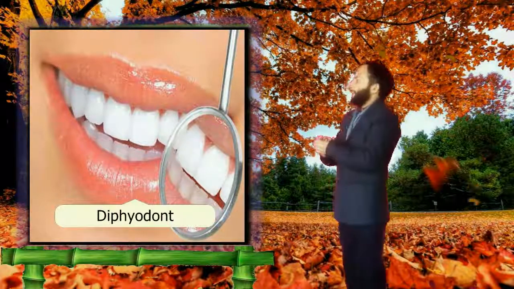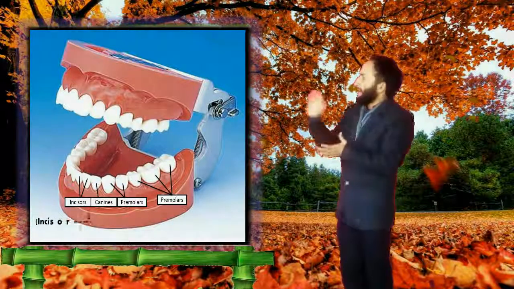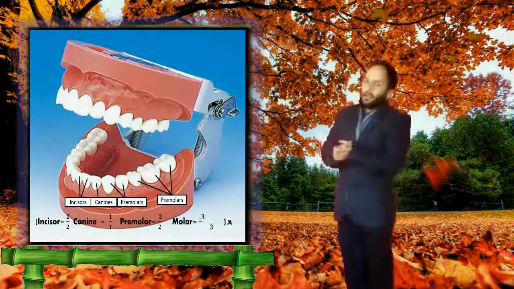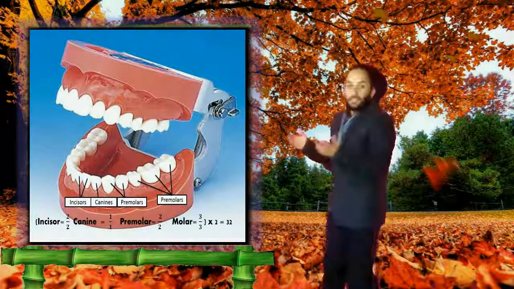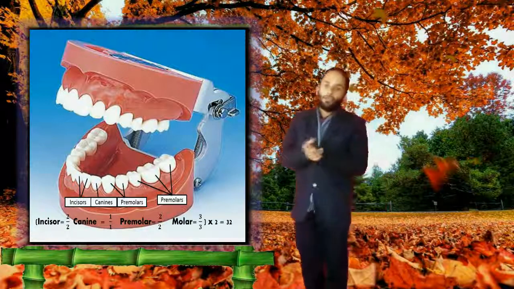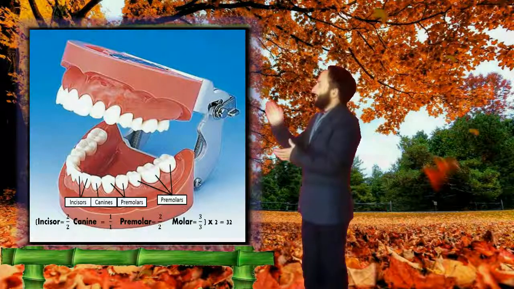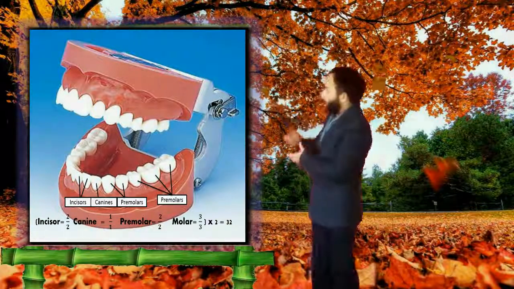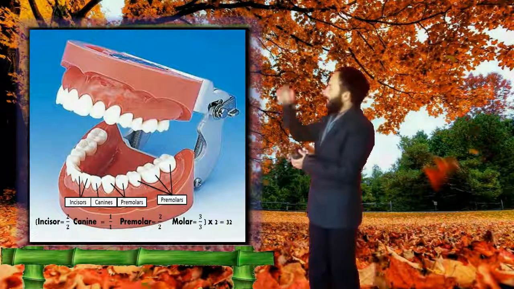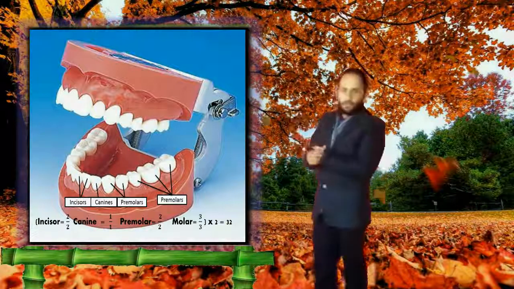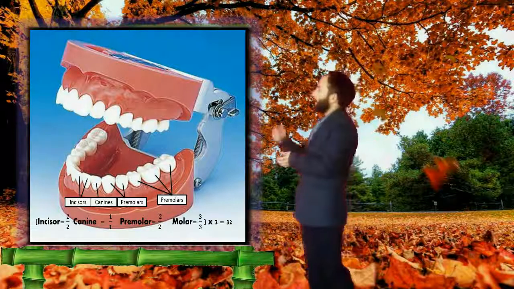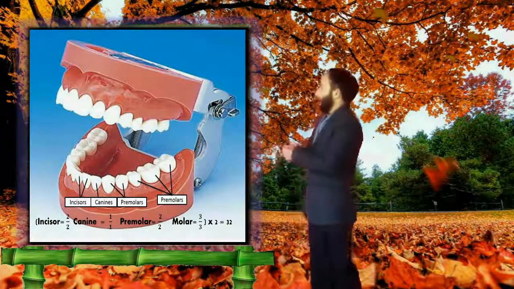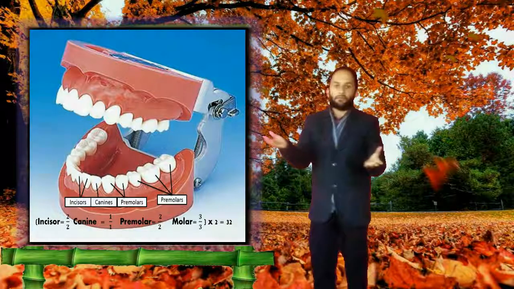The 4 types of teeth in humans are incisors, canines, premolars and molars. These are arranged according to the dental formula in one side of both jaws: incisors 2 by 2, canines 1 by 1, premolars 2 by 2 and molars 3 by 3. In 2 sides, the total number of teeth becomes 32.